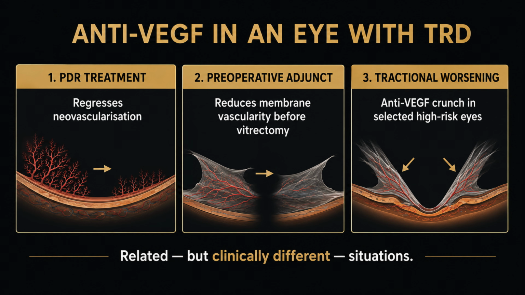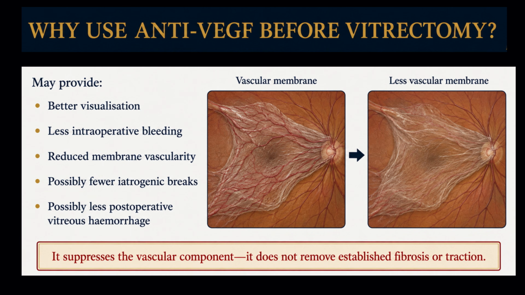In PDR, the anti-VEGF causes regression of the neovascularization. However, it suppresses only the vascular component of the disease. It does not mechanically remove that fibrous component or that established fibrovascular traction. Before diabetic vitrectomy, anti-VEGF may reduce the vascularity of the fibrovascular membranes, and this can improve the visualization, reduce intraoperative bleeding, and may reduce iatrogenic retinal breaks and postoperative vitreous hemorrhage. But anti-VEGF requires greater caution when substantial pre-existing fibrosis and traction are already present.